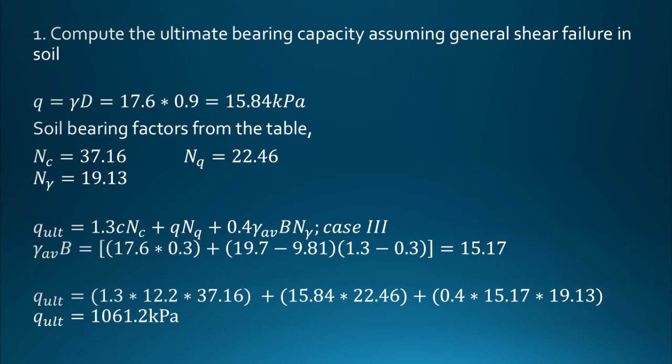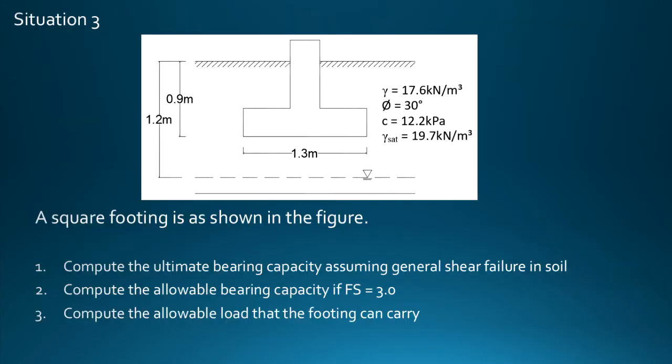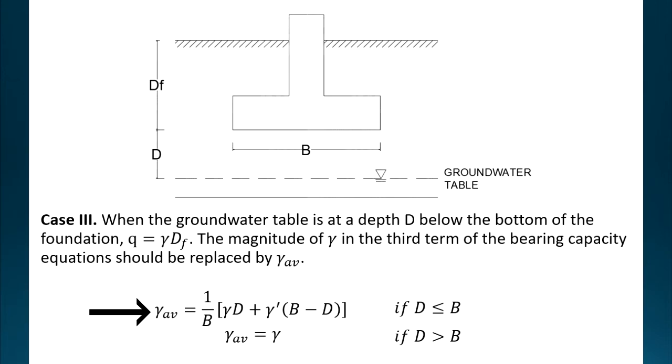Kaso dalawang case yun. So, dito alamin natin kung yung width ng ating footing, which is yung 1.3, is greater than or lesser than yung distance from the tip or bottom of the footing to the groundwater table. Dito, yung distance ng ating bottom of the foundation or bottom of the footing to the groundwater table is 1.2 less 0.9 would give us 0.3. 1.3 yung width. So, lalagpas, no? So, pasok siya sa gamma average.